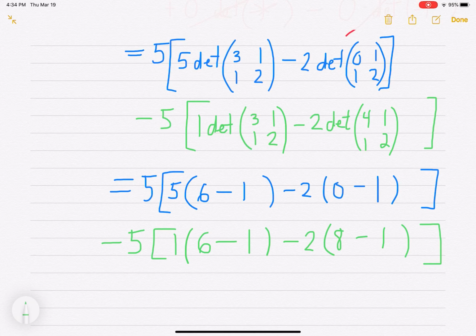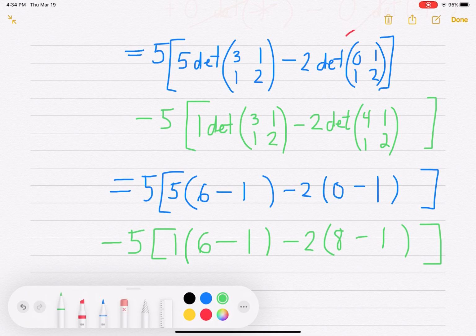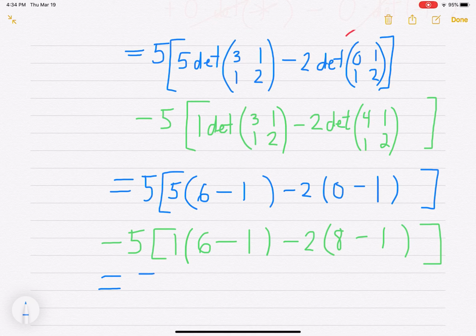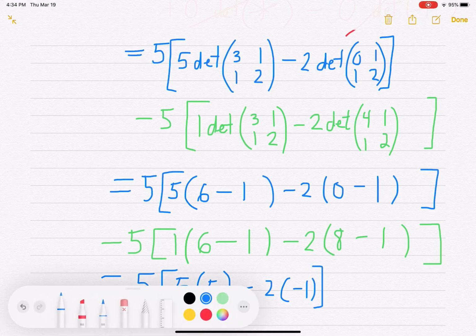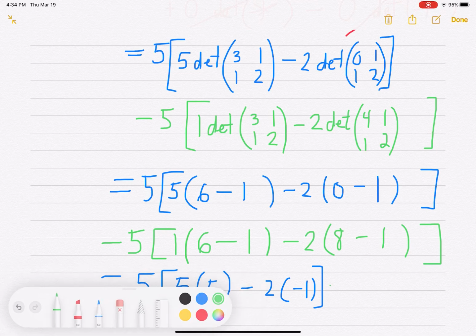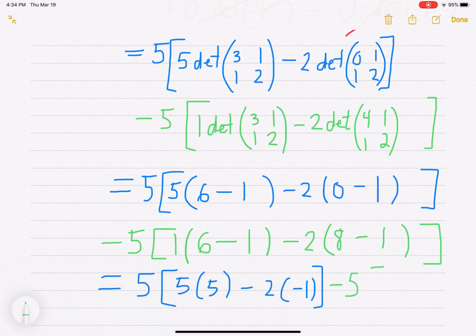All right, so now we just have to calculate all this. We have everything in terms of numbers now, just simple numbers. So we've got a big blue 5 and a big bracket. 5 times 6 minus 1, 5. Minus 2 times 0 minus 1, negative 1. All right, I'm going green. So I have minus 5, big green bracket. 1 times 6 minus 1 is 5. Minus 2 times 8 minus 1 is 7. Close the big green bracket.